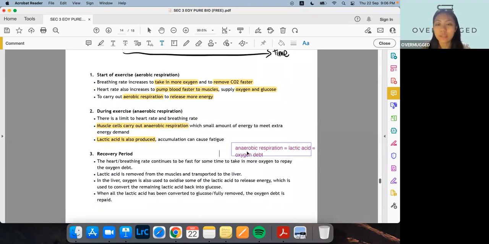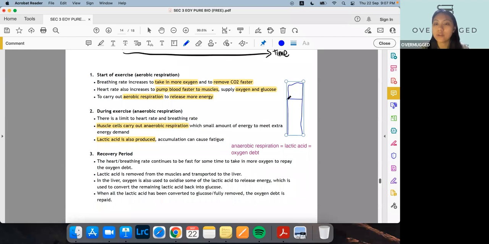Okay, why? As the name suggests, oxygen debt means that you are negative on your oxygen intake. That is why anaerobic respiration occurs. Because imagine, this is the energy that you need. This is the energy that your oxygen level can give you. Then what happens to this gap? This gap is anaerobic respiration. So this is your oxygen debt as well. So your recovery period will always be about oxygen debt.